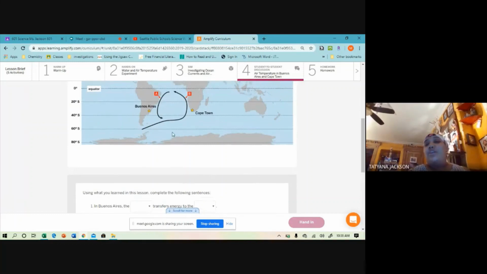Look at what's going on with the current. Where is it coming from? It's coming down from the equator.